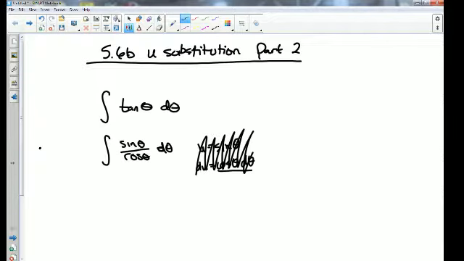Okay, just scratch it out. Again, on the AP exam, they don't grade that. It saves time. Just scratch it out. Okay, so what are we going to pick? Cosine. And our derivative is? As you said.